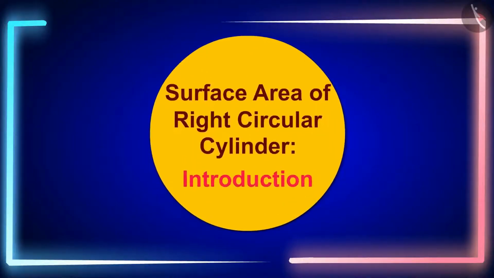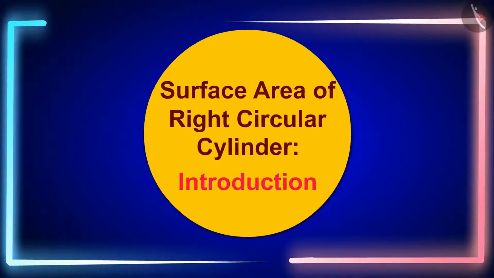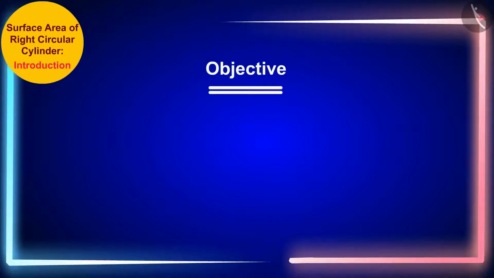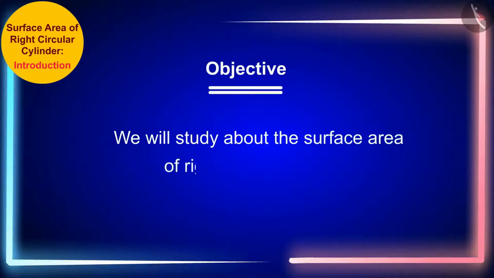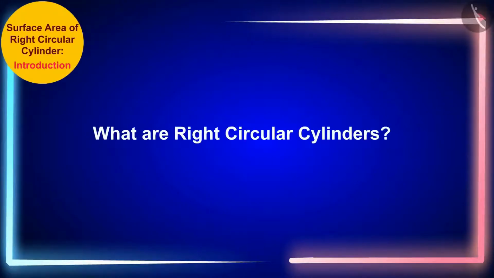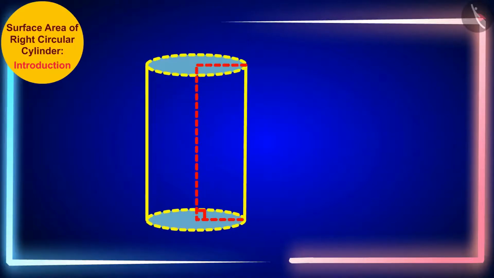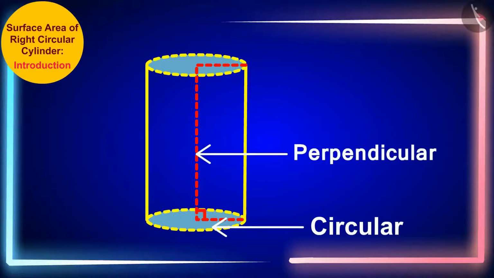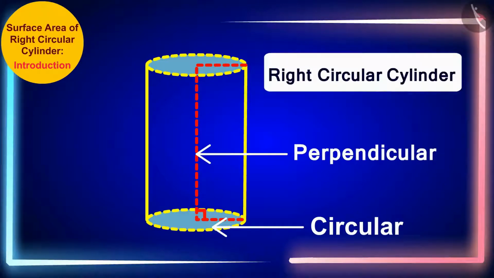Hello friends, welcome to this video. Today, in this video, we will study about the surface area of right circular cylinder. Friends, do you know what are right circular cylinders? Cylinders whose base is circular and whose curved part is perpendicular to its base are called right circular cylinders. Let us learn more about it in this video.